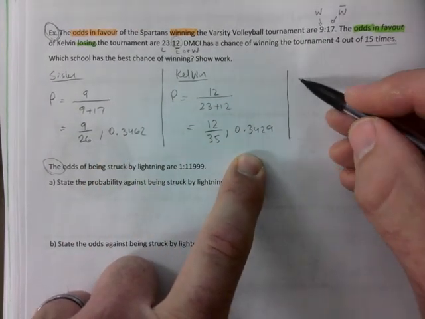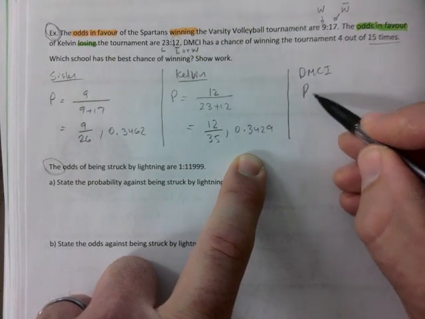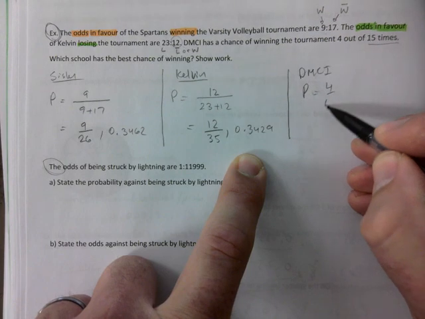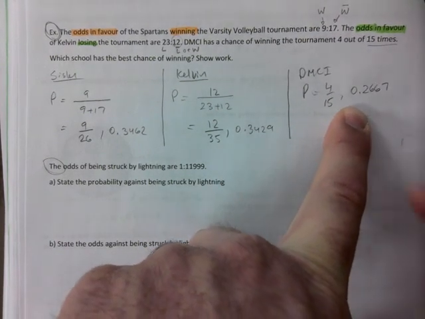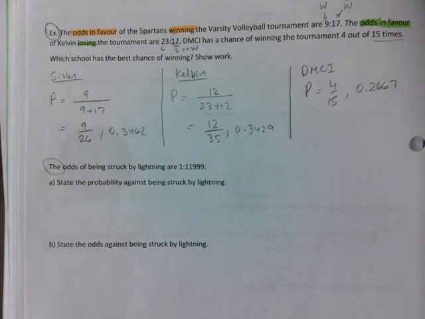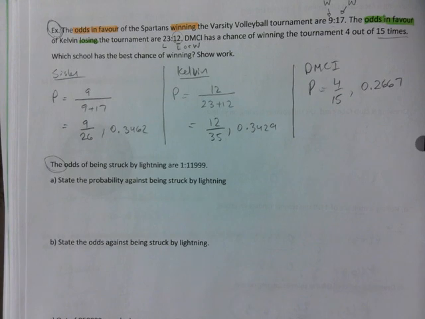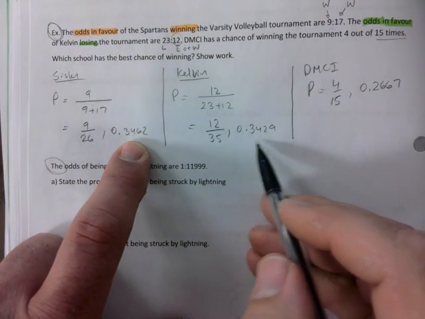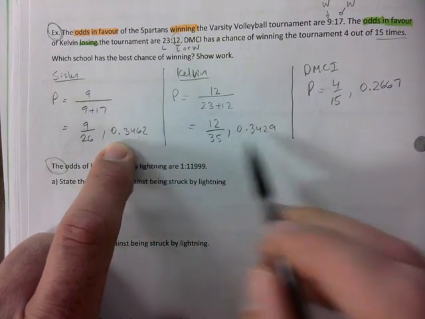And then DMCI, the probability of them winning is just 4 over 15, which is 0.2667. Some of you, if you need to turn it into a percentage, do it, right? Multiply times 100 and get that percentage. For some of you, that helps. But which one has the bigger chance? It's actually Sisler, right?